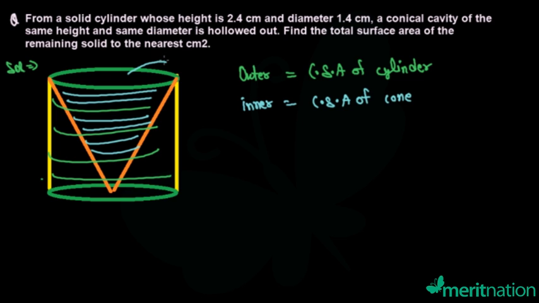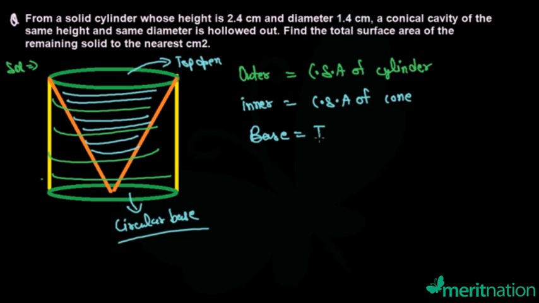The top is open because the conical cavity has been removed. But at the bottom, there is this circular base present. So we have to add the area of this circular base as well, which would be equal to pi r square. So the total surface area of this figure would be equal to curved surface area of the cylinder 2 pi r h, plus curved surface area of the cone pi r l, plus the area of this circular base, which is equal to pi r square.